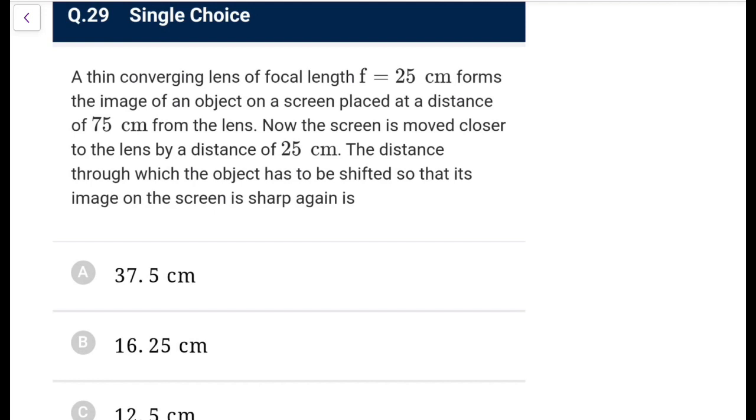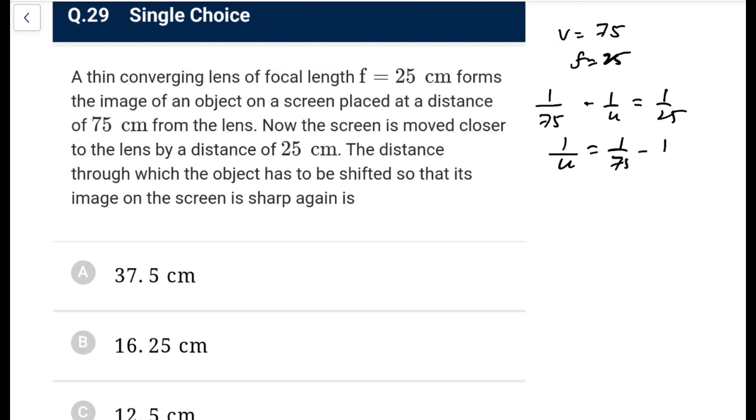So for the first case, let me check. v is equal to 75, f is equal to 25. So first of all, calculate the value of u. So 1 over v, 75, minus 1 over u is equal to 1 by 25. So 1 by u is 1 by 75 minus 1 by 25, take the LCM as 75, so it would be minus 2 by 75.